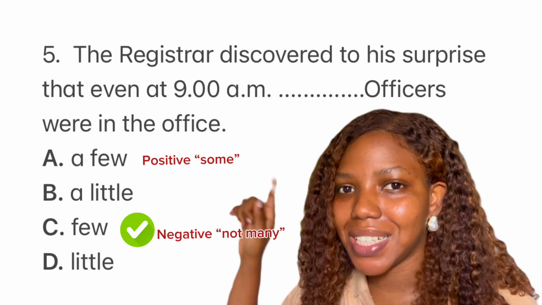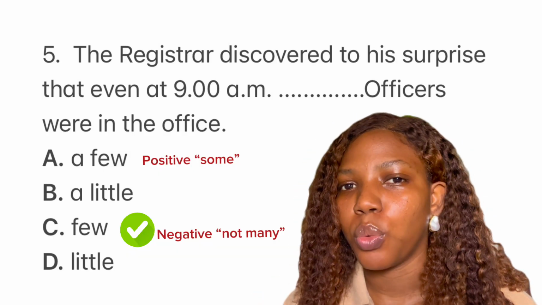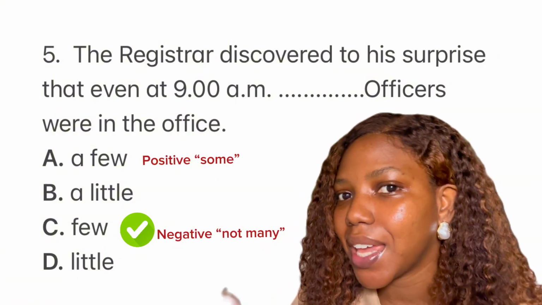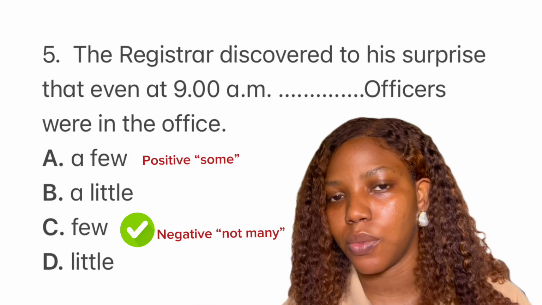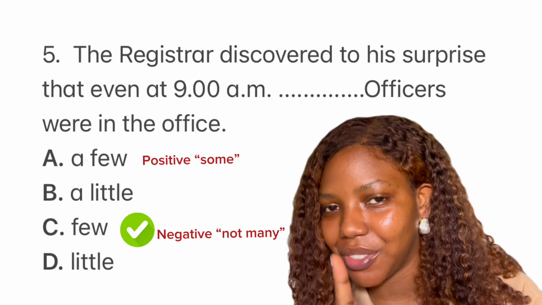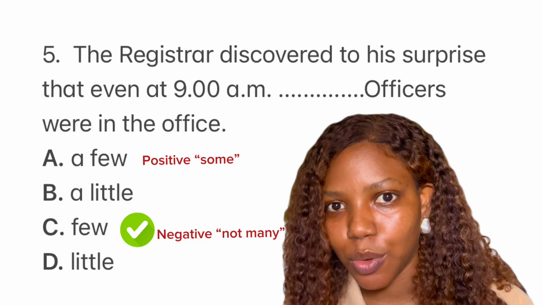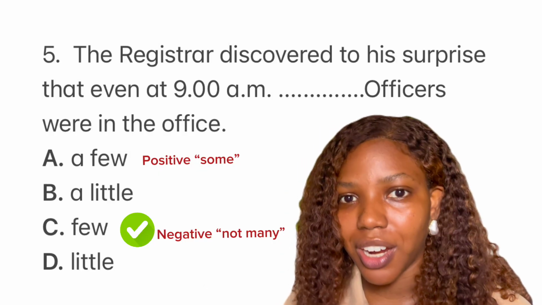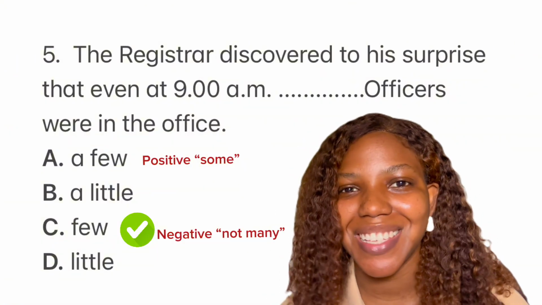Now compare this sentence to this one. The registrar was relieved to discover that even at 6 a.m., dash officers were in the office. Now, this is positive. Why? Because of the keywords. What are the keywords? Relieved, 6 a.m., right? Good. So these are indicators that the situation is what? Positive. And then we can choose a few. But here, it is what? Few. So the final answer to this question is option C.